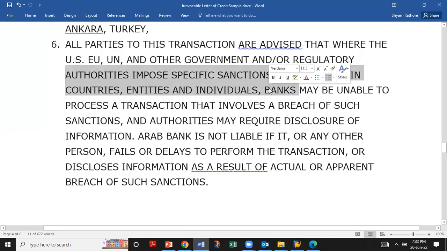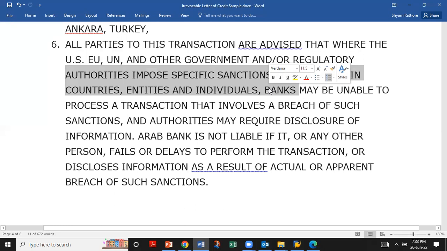okay. So just like any government, the United States or the European Union, may have restrictions on any exporter, just like if due to some dispute or trade dispute between countries and specific exporter companies, then they come on the block list of that country. So if these countries have any such kind of specific sanction for the entity or individual bank, then the bank may be unable to process the transaction that involves a breach of such sanctions.